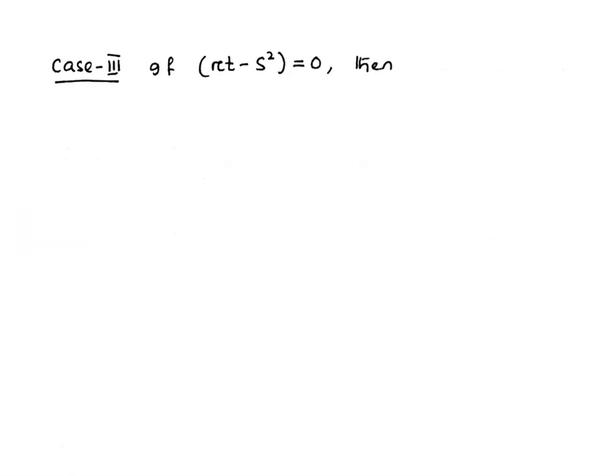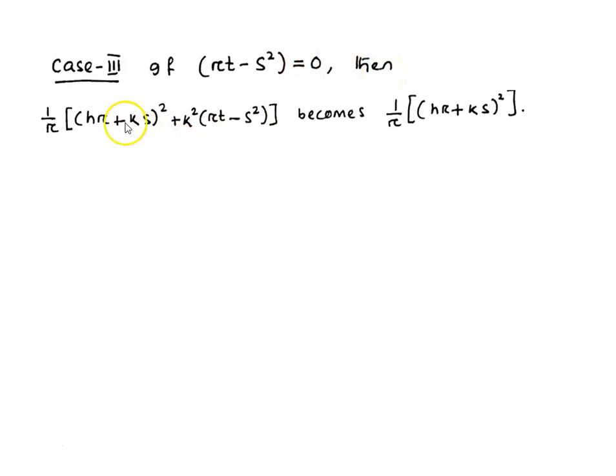Now let us discuss case 3. If rt minus s square is equal to 0, then the expression, the difference, 1 divided by r into (hr plus ks) whole square plus k square into (rt minus s square), becomes 1 upon r into (hr plus ks) whole square, because if rt minus s square is 0, the second term becomes 0. So we have only this with us, 1 divided by r into (hr plus ks) whole square.